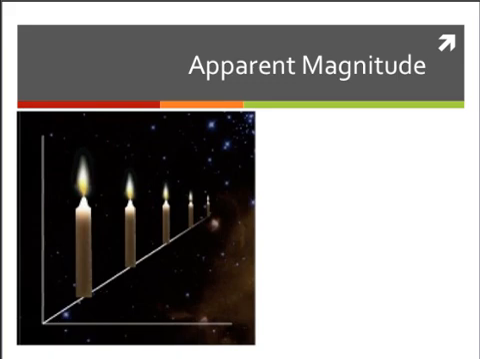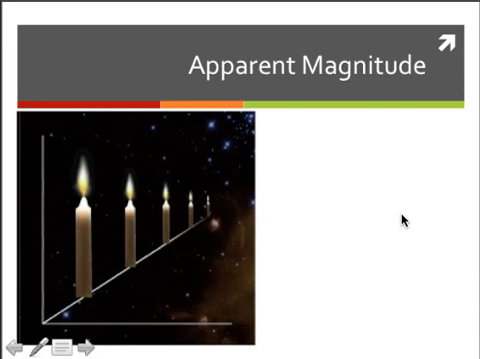Again, the apparent magnitude is a measurement of how bright the star appears to us from Earth. The candle appears to be dimmer and dimmer the farther away you move it in space. The candle's not actually getting brighter as it goes farther away. It just looks less bright because it's farther away from us. Less light is actually reaching our eyes.